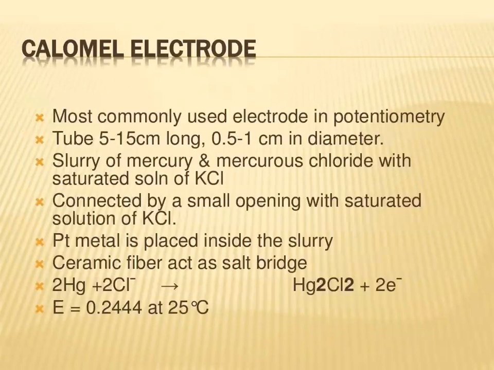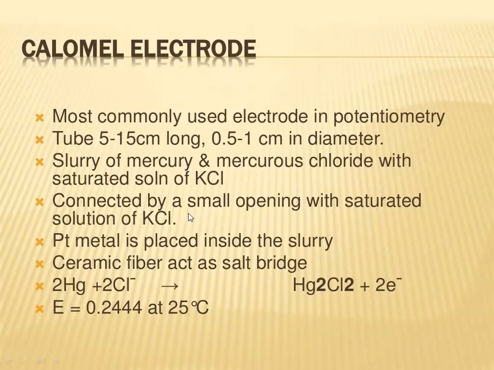Then we will discuss the second one, that is the calomel electrode. This is the most commonly used electrode in potentiometry. There are 2 glass tubes, an outer one and an inner one. The outer tube contains a solution of potassium chloride, and the inner tube contains a slurry of mercury and mercurous chloride. There is a small pinhole.